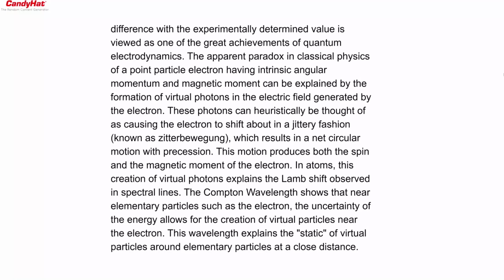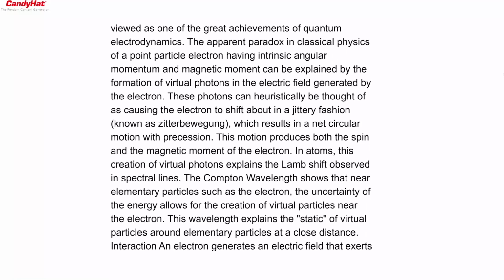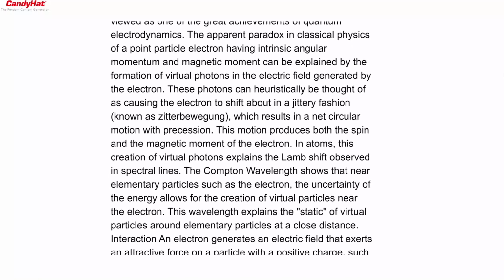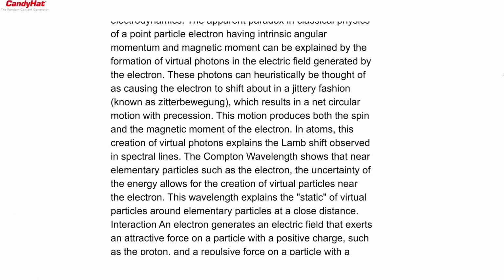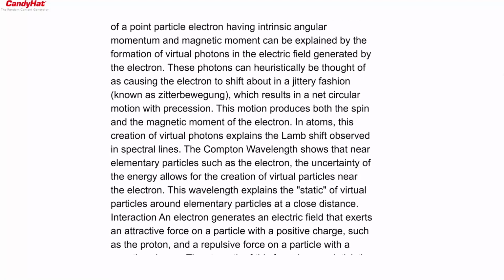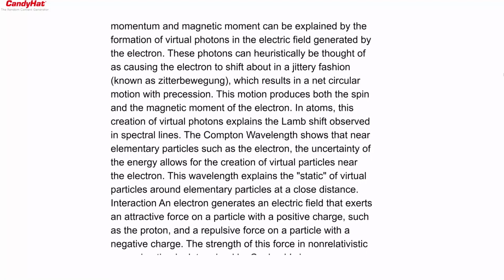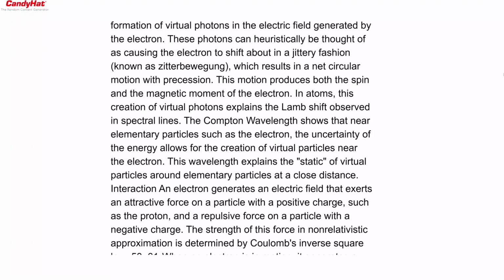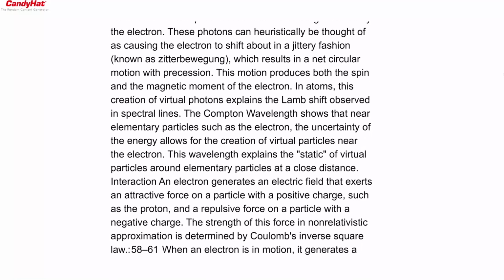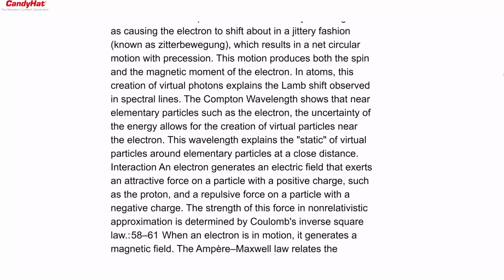The apparent paradox in classical physics of a point-particle electron having intrinsic angular momentum and magnetic moment can be explained by the formation of virtual photons in the electric field generated by the electron. These photons can heuristically be thought of as causing the electron to shift about in a jittery fashion, known as Zitterbewegung, which results in a net circular motion with precession. This motion produces both the spin and the magnetic moment of the electron. In atoms, this creation of virtual photons explains the Lamb shift observed in spectral lines.